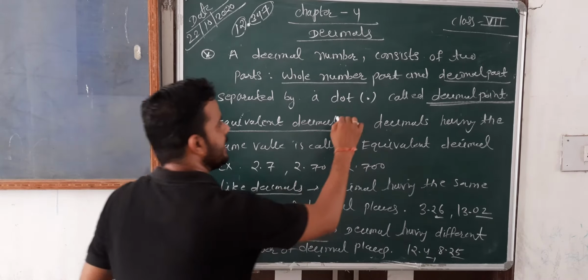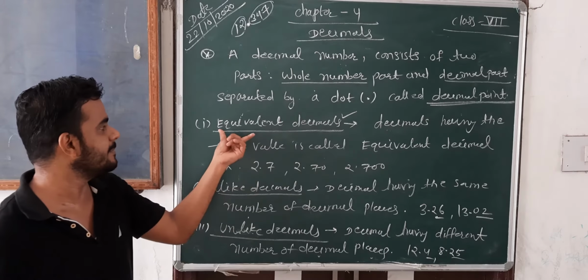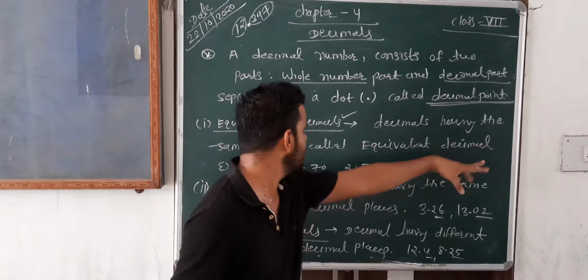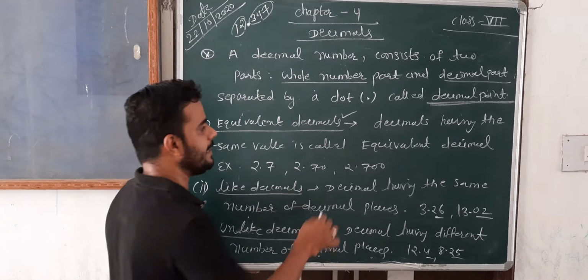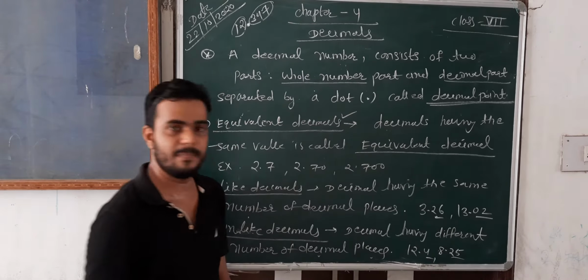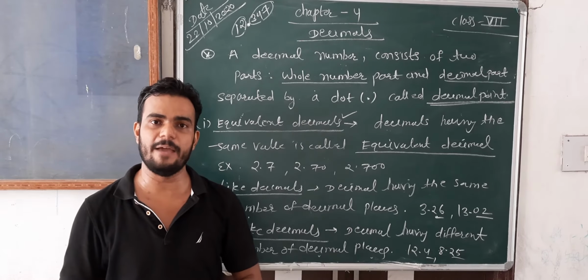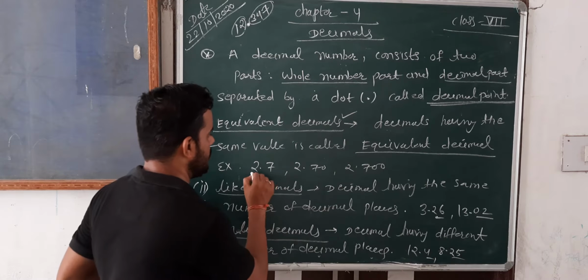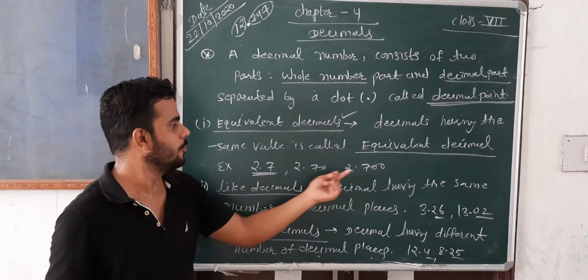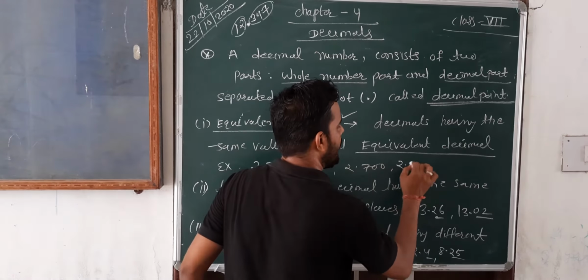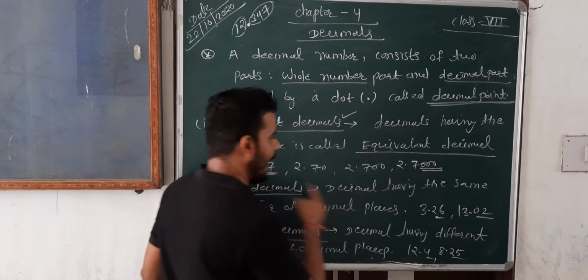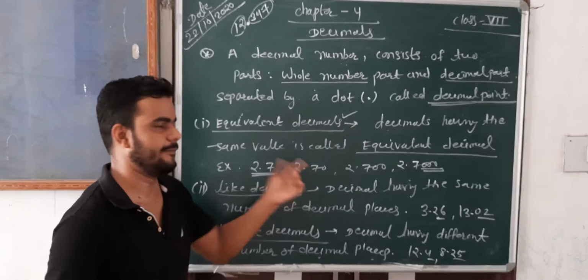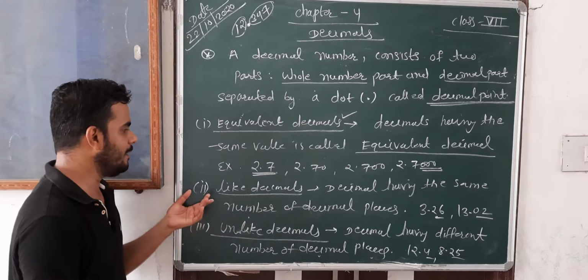Equivalent decimal. From the name we can tell, equivalent means equal, those whose value is the same. The decimals having the same value are called equivalent decimals. Suppose 2.7, 2.70, 2.700 and 2.7000: all are equivalent decimals because the value is the same, 2.7 each. Okay?